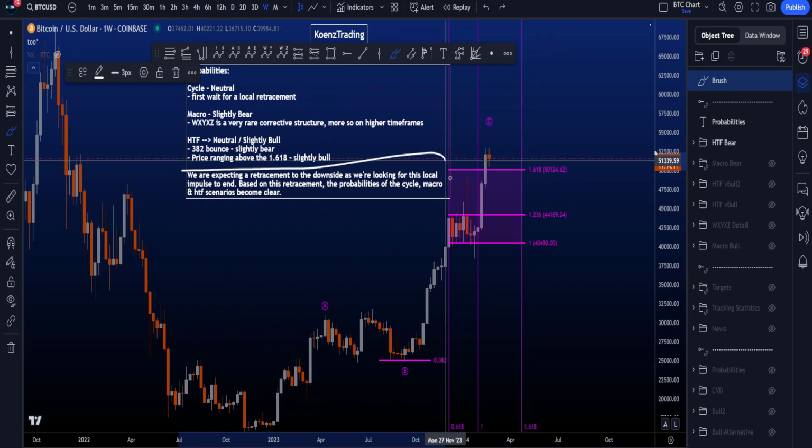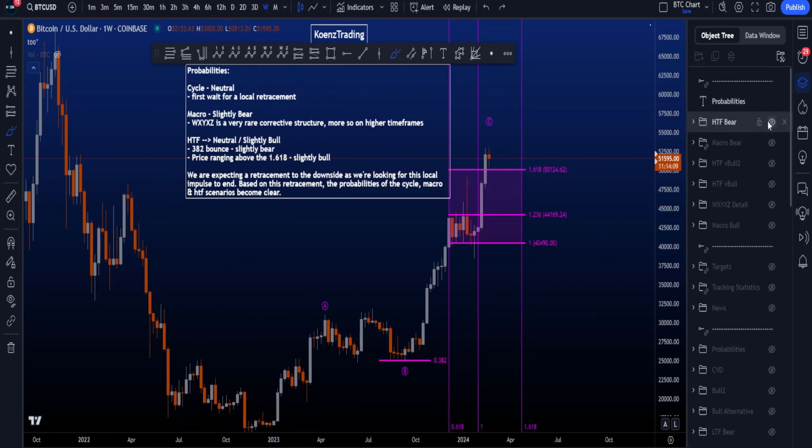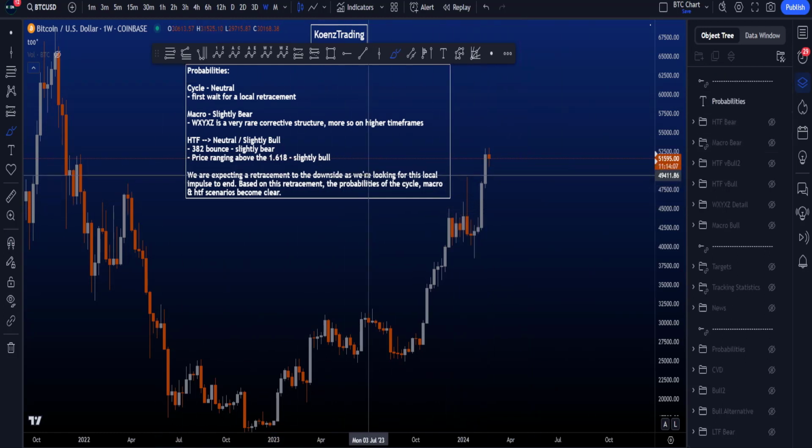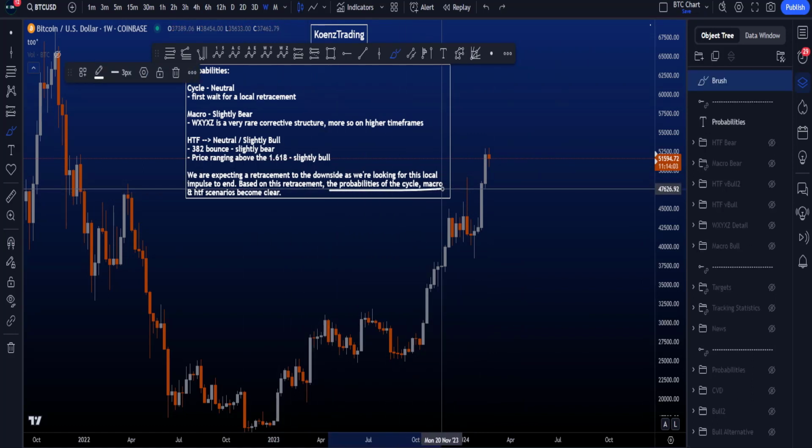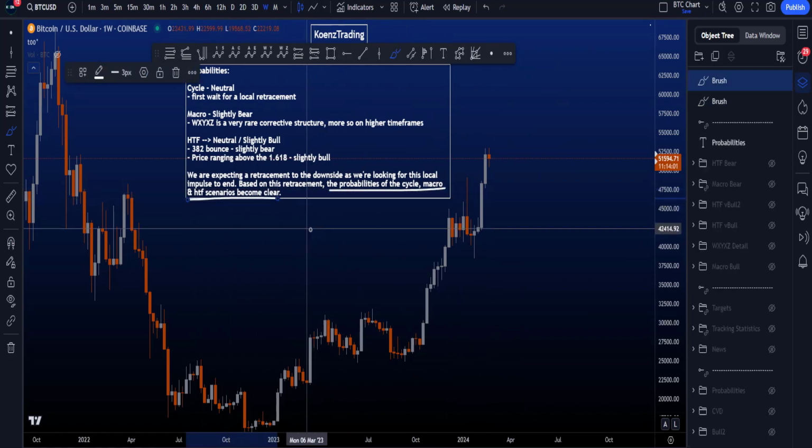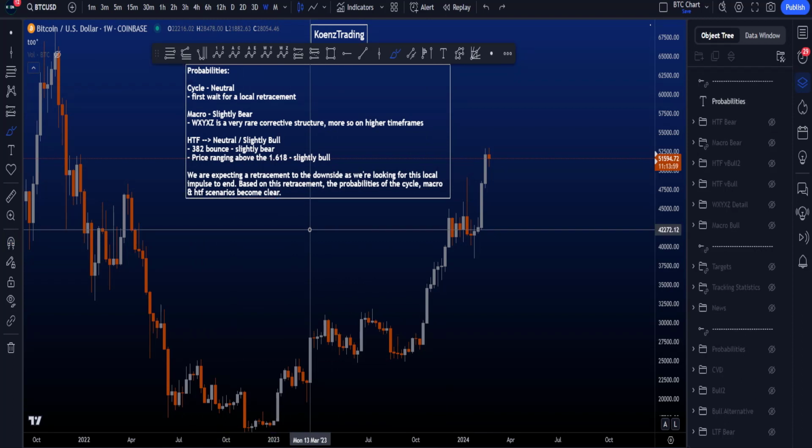So generally we are expecting a bit of a retracement locally, and that retracement will give us all the information that we need. Based on the retracement, the probabilities of the cycle, macro and the high time frame scenarios, meaning the monthly, weekly and the daily chart, will become a lot more clear.